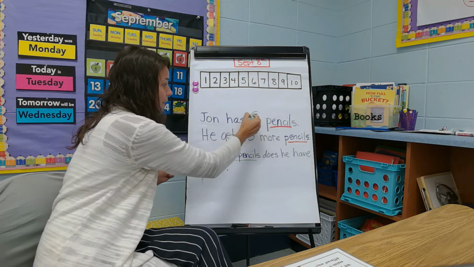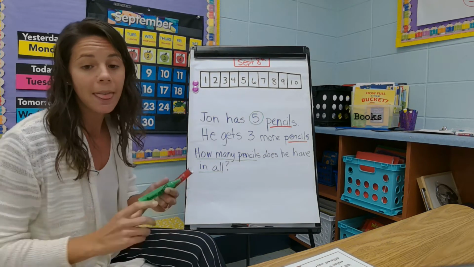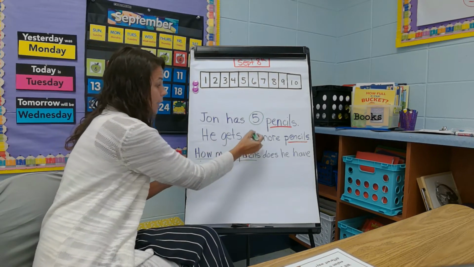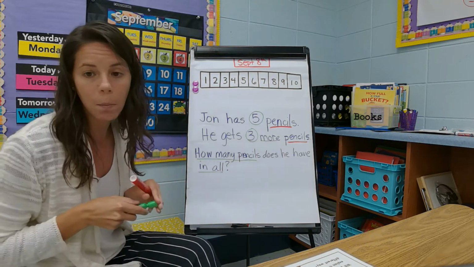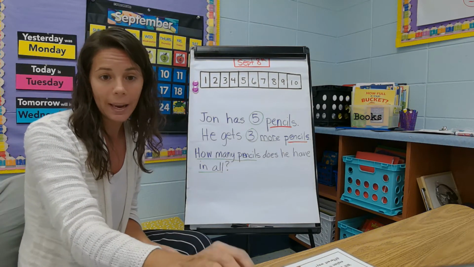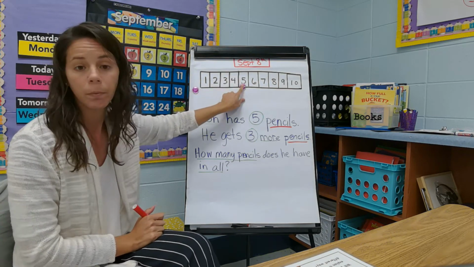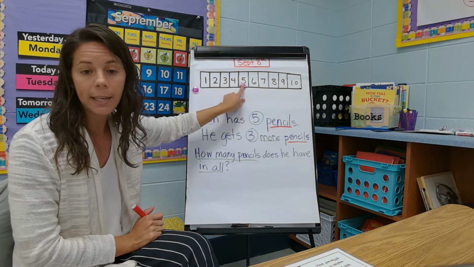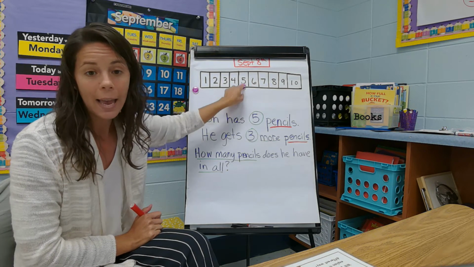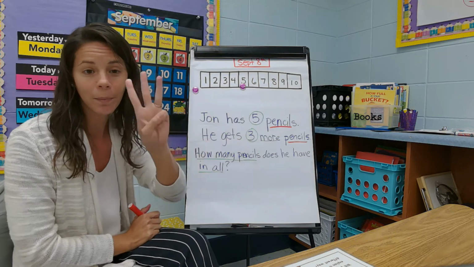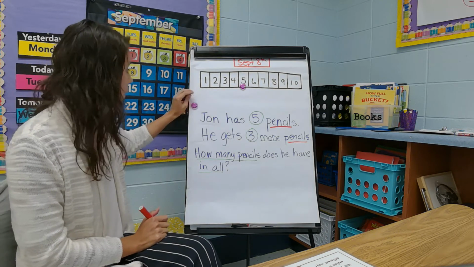So we have 5 pencils. That's how many John started with. And then he gets 3 more. So we heard that word more. That means we're adding. So I want you guys to put your finger on 5. Okay, that's how many he starts with. We're going to practice our counting on. And he gets how many more? 3 more. So we're going to add up 3 more.